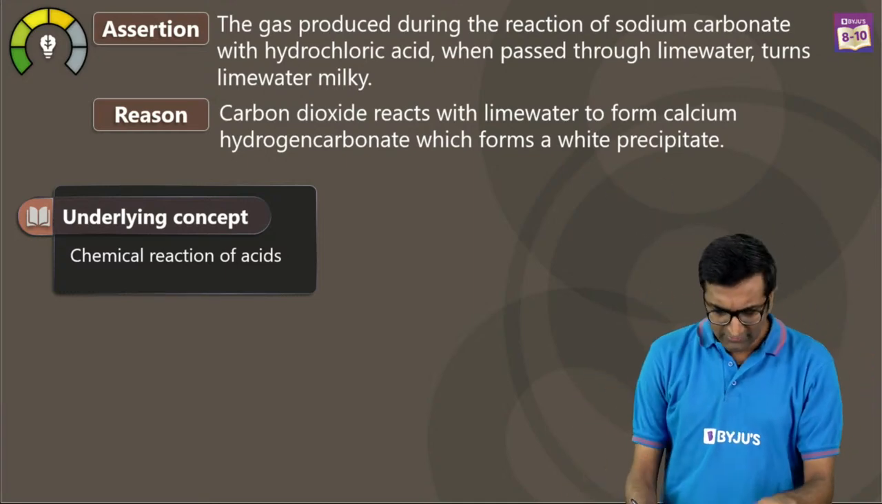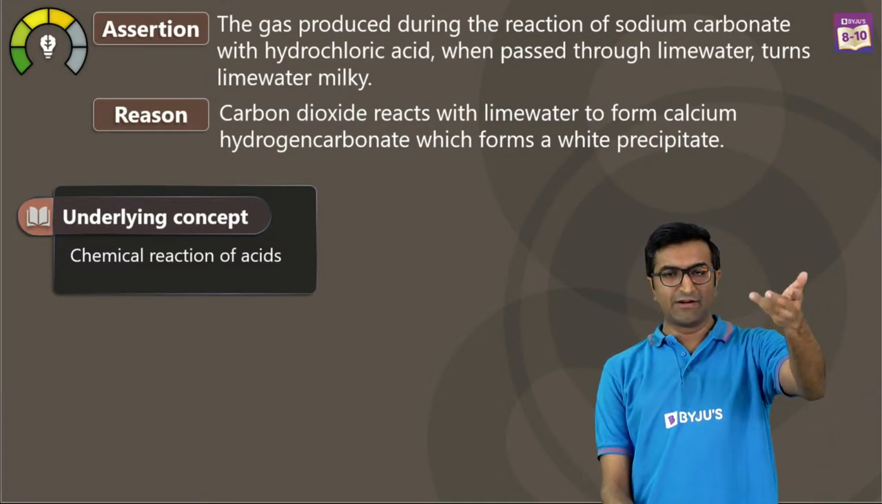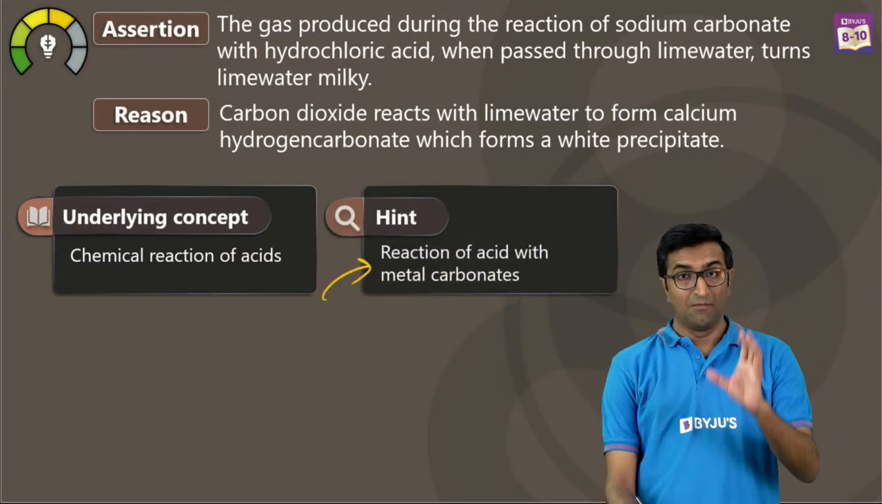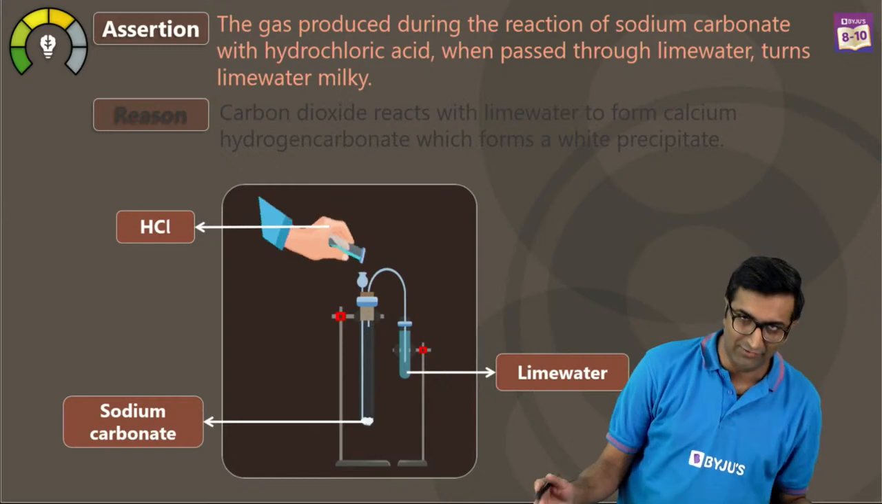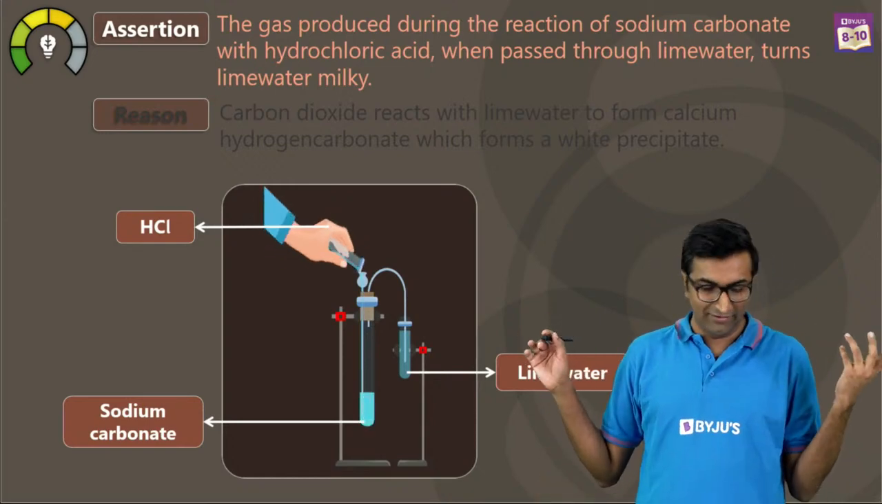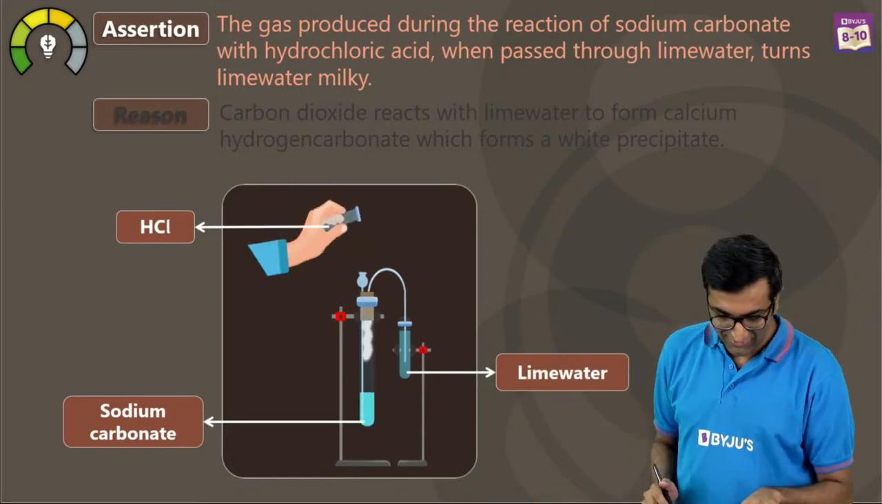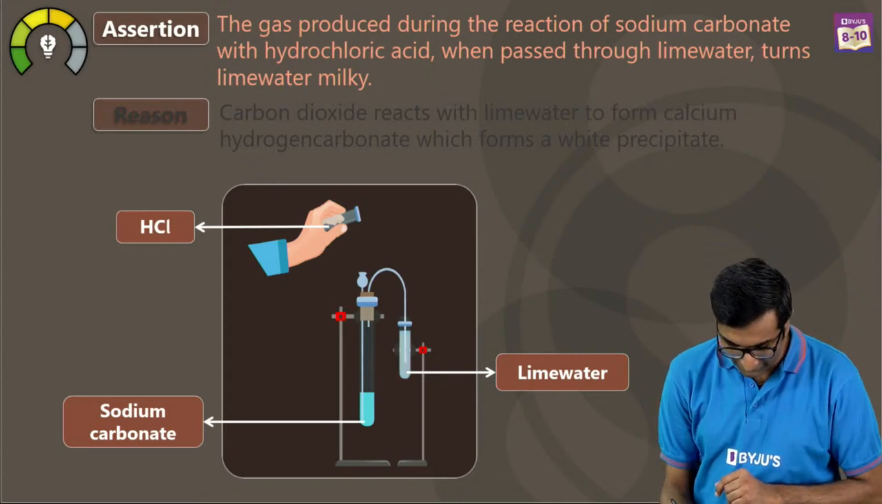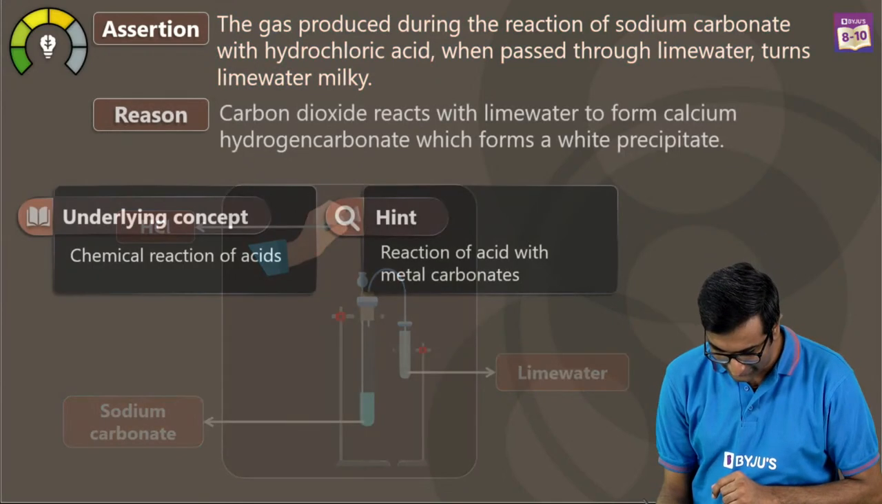There's a reason behind that. We'll talk about this. The underlying concept is simple: the reaction of acids, specifically HCl over here, with metal carbonates specifically. Metal carbonate produces carbon dioxide. So, assertion is correct, reason is correct, answer is correct. No, wait. Look at this beautiful animation. Something happened and it went too quickly, so I'm just going to play that one more time. Hold on, let's play that again.